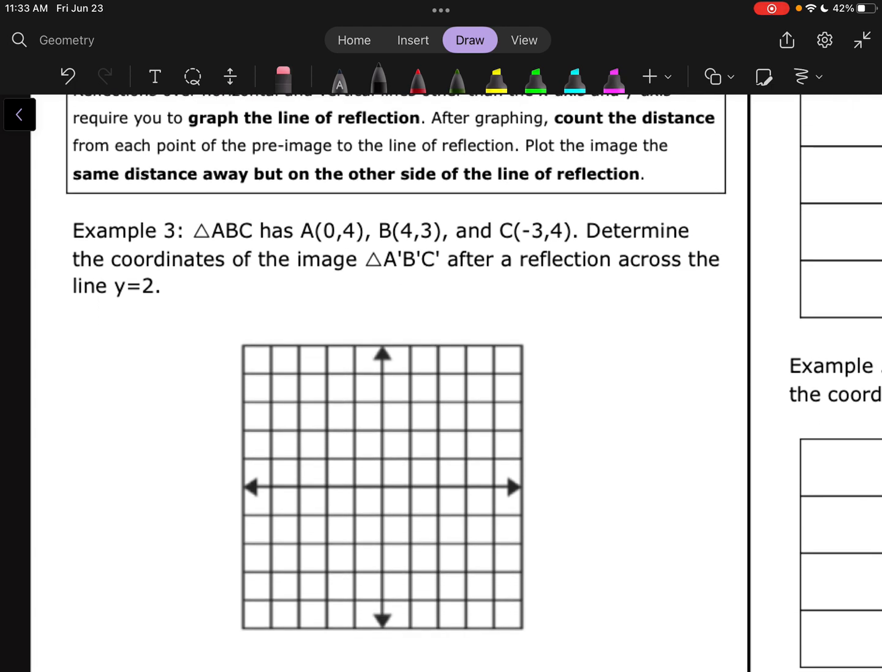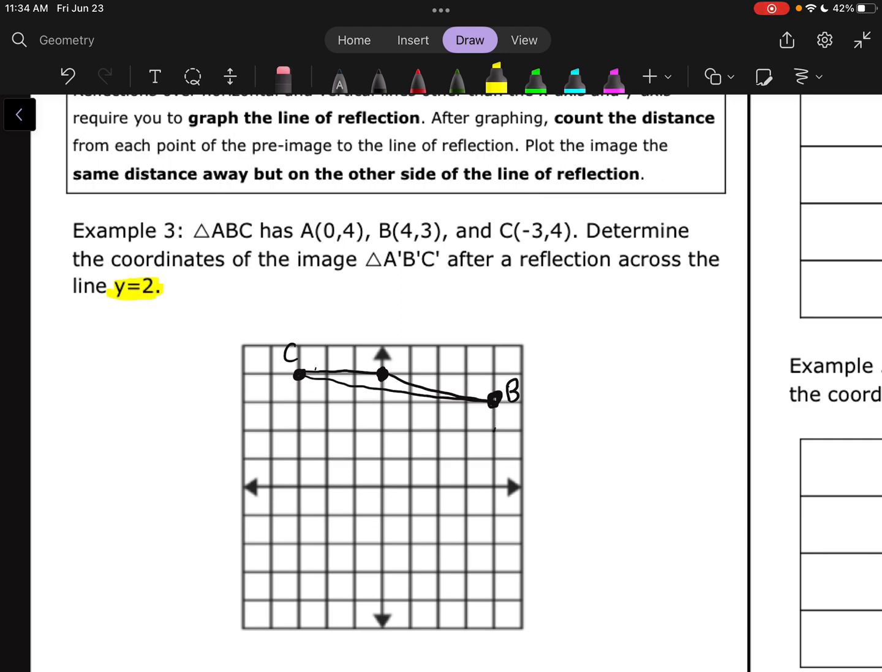Okay, so check this out. Triangle ABC has (0, 4) as A, (4, 3) as B, and (-3, -1) for C. Okay, so this triangle, really skinny, huh? Really skinny triangle. Determine the coordinates of the image A prime, B prime, C prime after reflection across the line y equals 2.